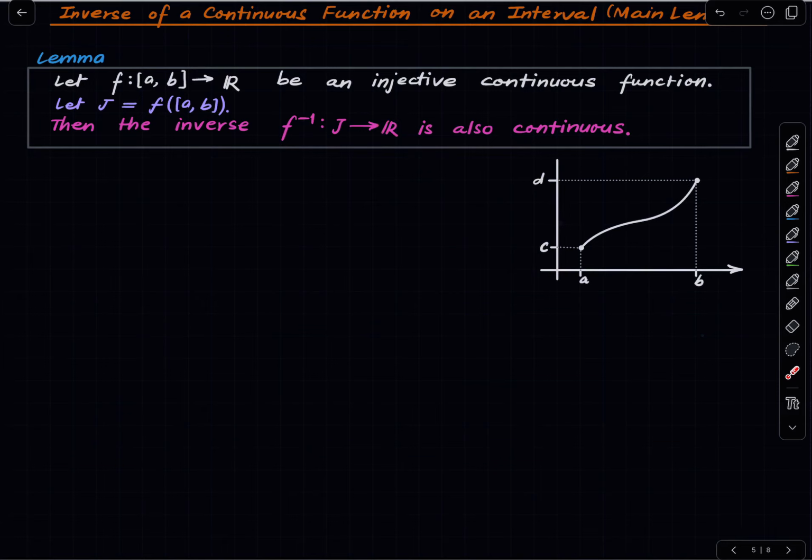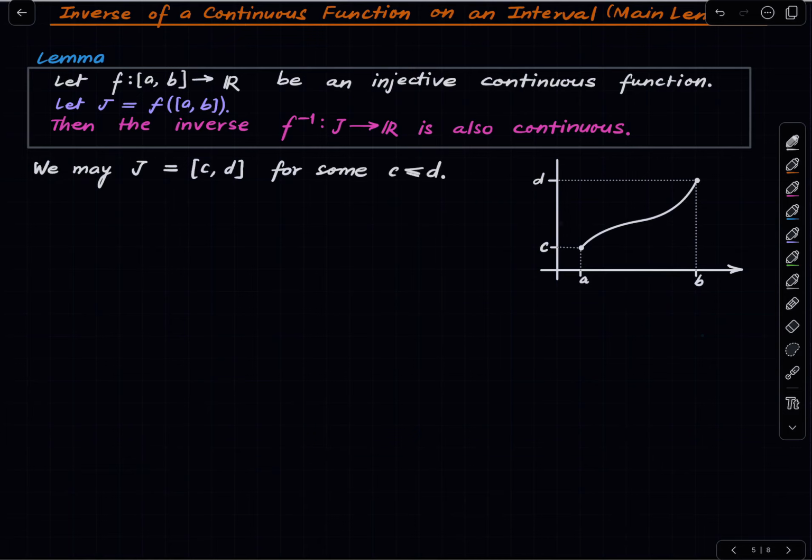So we will go via the convergence criterion. Let us fix the point. Yeah, so before we go there, we may write J equals [c, d] for some c and d.